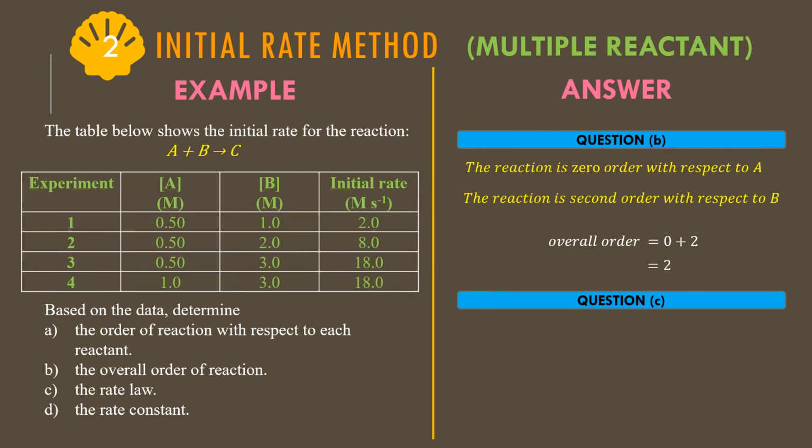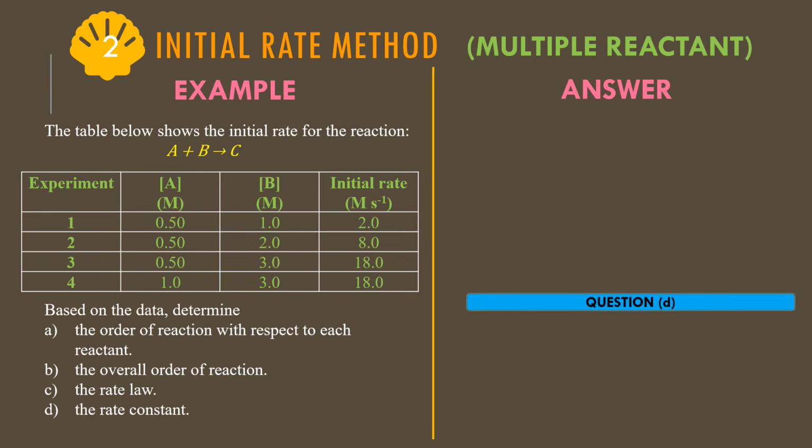Next is question C. Determine the rate law. This is the general rate law for our reaction. Order of reaction with respect to A is 0 order, so value of x is 0. Order of reaction with respect to B is second order, so the value of y is 2. So, substitute all the values. So, rate law dia akan jadi macam ni. Seperti mana yang kita tahu, concentration of A power of 0, nilai dia kan 1. So, kita boleh simplify dia punya rate law menjadi rate is equal to k times concentration of B power of 2. Tulis ini pun betul, tulis ini pun betul.